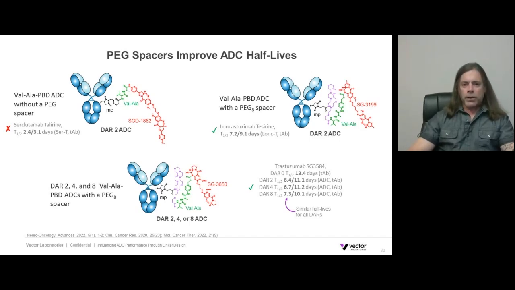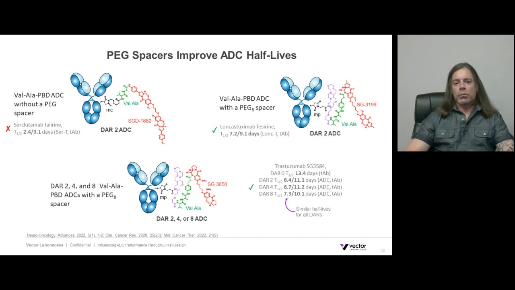Here I've got some examples with some PEG-8 spacers and PBD payloads showing how you can try to mitigate that effect. The examples on the top are DAR2 ADCs. The one on the left is a Val-Ala PBD ADC without a PEG spacer. And that DAR2 ADC has a half-life of 2.4 days. The example on the right is a Val-Ala PBD ADC, and now a PEG-8 spacer has been incorporated into that design. And that DAR2 ADC has a half-life of 7.2 days. So this is an example where that linker payload design, changing it up, resulted in a threefold increase in the half-life of the antibody.